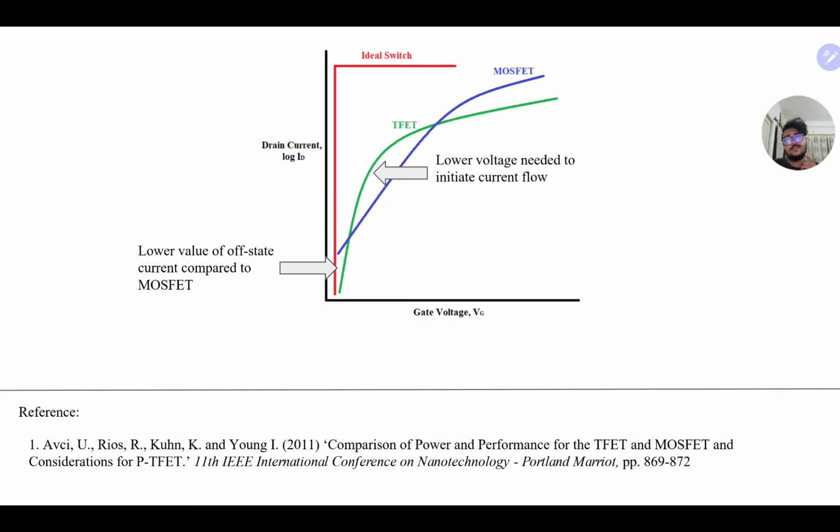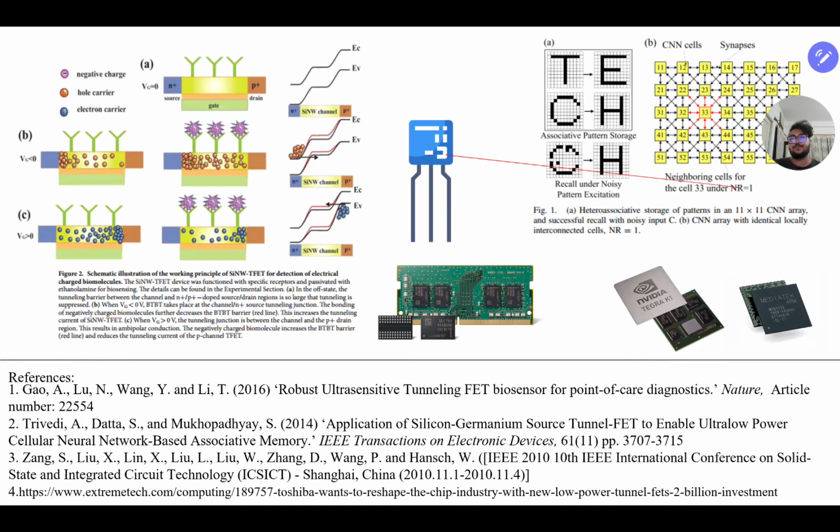Another reason why T-FETs are such a big deal is their low subthreshold swing. Subthreshold swing is a measure of how much of an increase in voltage is needed for enhanced or increased current flow. So obviously the smaller we can get this value, the better our devices will be. In this rough graph, we can see the subthreshold swing for an ideal switch, for a MOSFET, and for a T-FET. The lower leakage current of T-FET compared to MOSFETs can also be observed in this area of the curve.